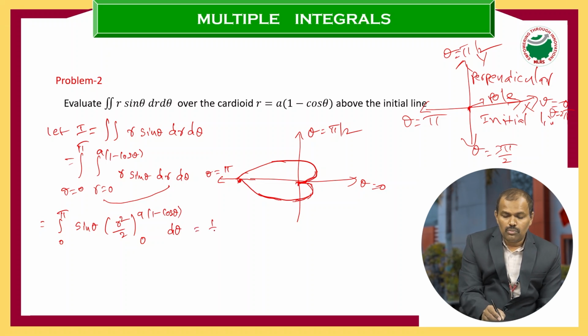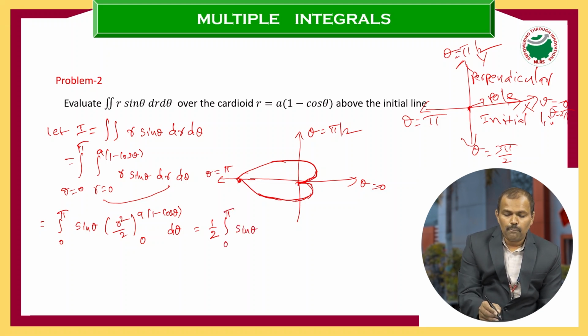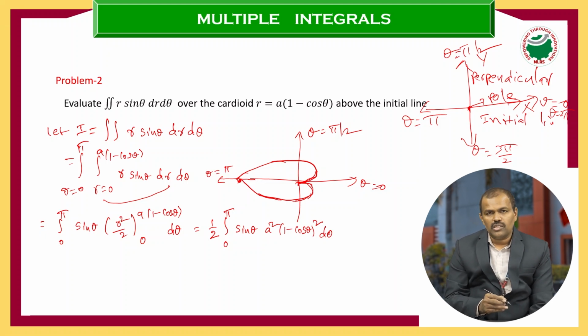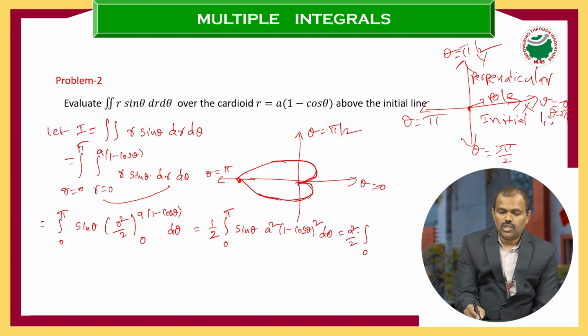So this is equal to 1 by 2, which is a constant, I am writing outside the integral 0 to pi. In place of r, I am substituting the upper limit. What is the upper limit? a into 1 minus cos theta. r square becomes a square into 1 minus cos theta whole square d theta. Lower limit is 0, so when I substitute 0 in place of r, 0 square means 0 only. So here, a square is constant: a square by 2 into integral 0 to pi of 1 minus cos theta whole square into sin theta d theta.